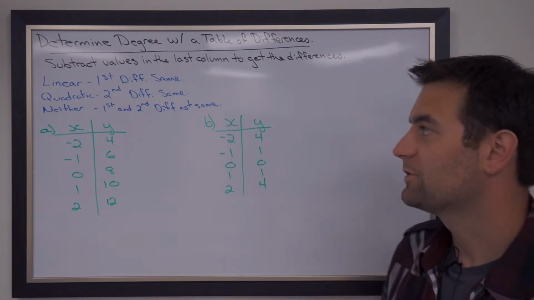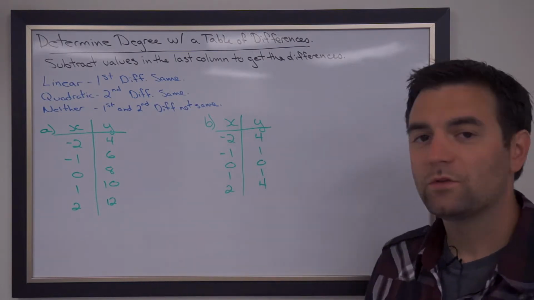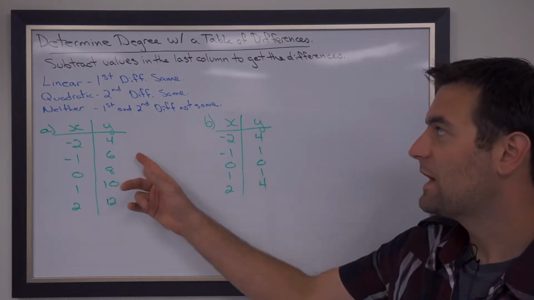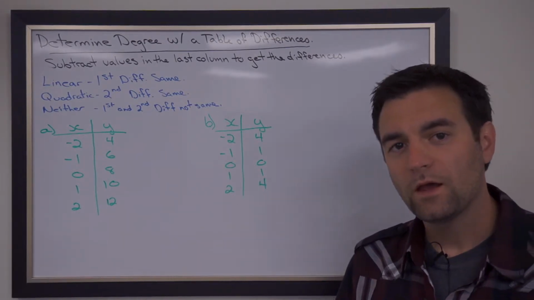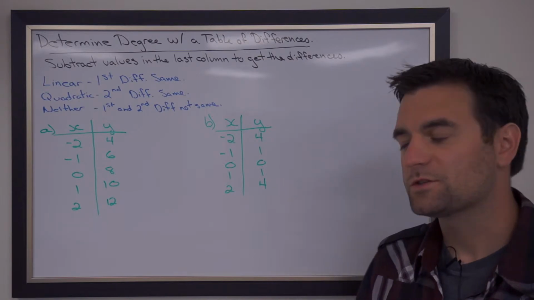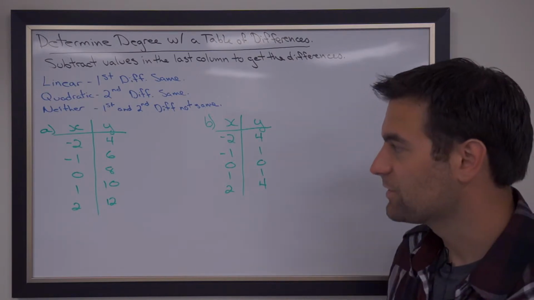So we have a few examples here we're going to work with, and what we do is we subtract the values in the last column to get the differences between them, and we'll use that to create our table of differences. So let's look at the first example.